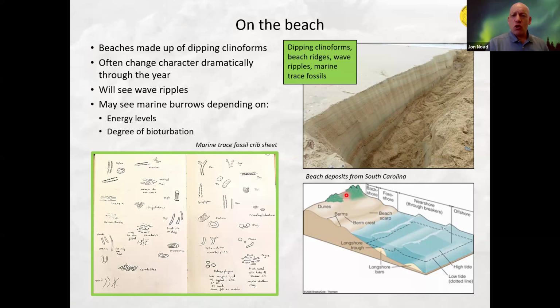One of the ways to be sure that you are in a beach setting is to look for wave ripples. On these clinoform surfaces, you should be able to see wave ripples, and then hopefully you can see marine trace fossils as well.